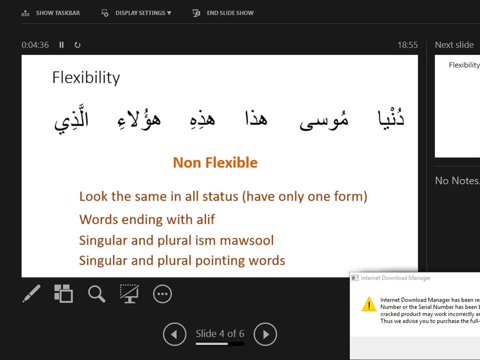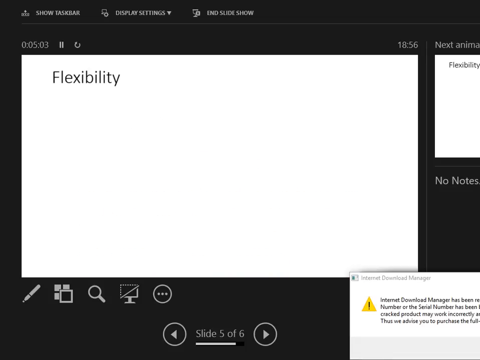And also for the pointing words, or ismul isyarah, it's for pointing here, there, that, this. We will learn ismul isyarah when we learn idafa, the fragments, but later, maybe after three or four more classes. And there is also another kind of flexibility. For example, take a guess with this word: Ibrahimu, Ibrahima, and what is the third? No? It's Ibrahima.